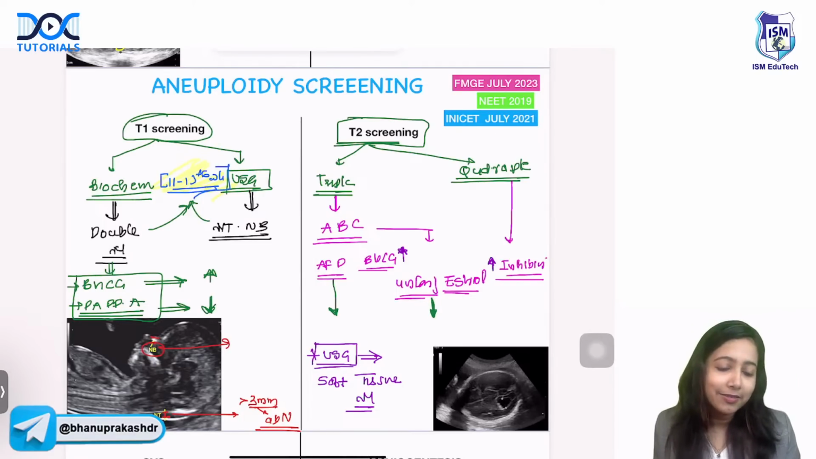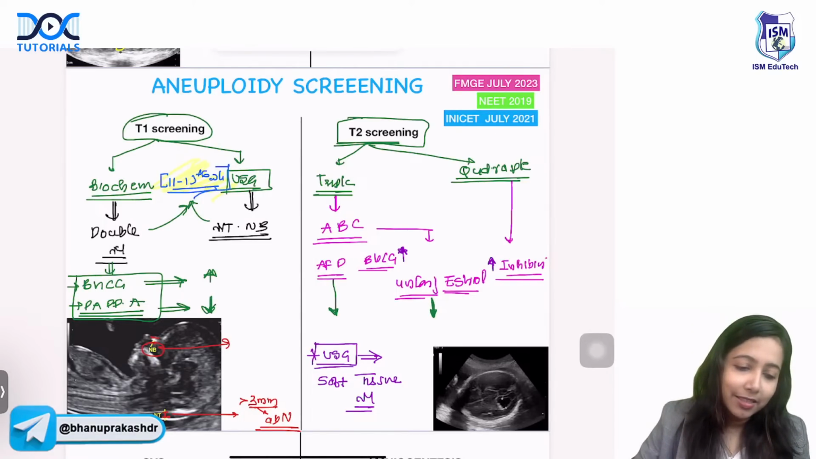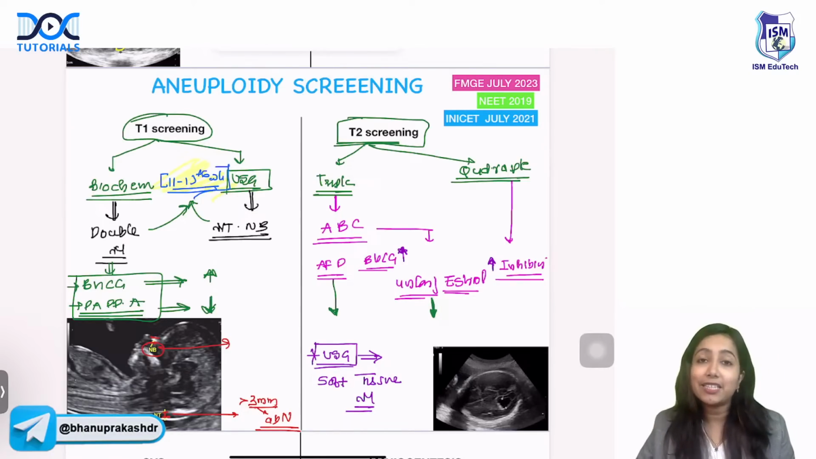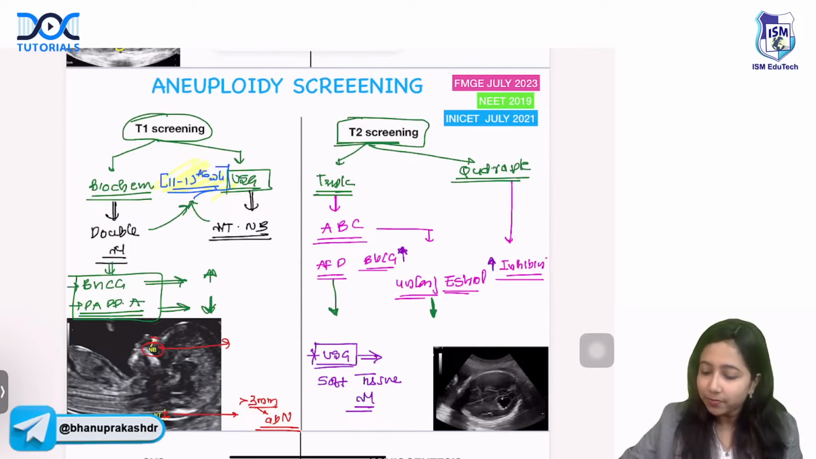Is it clear? All H will increase. Yes, correct. All H. H is high. You can remember H is high. Beta HCG is high. Inhibin is increased. Rest all are less in case of Down syndrome.